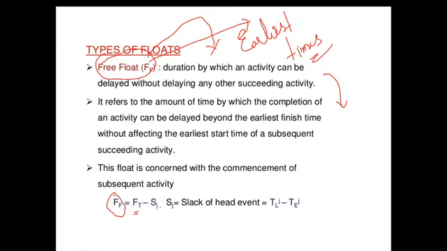Or we have one more simple formula for free float. I will be writing it here: free float is equal to EST of successor activity minus EFT of present activity. What is EST? Earliest start time. What is EFT? Earliest finish time of present activity.